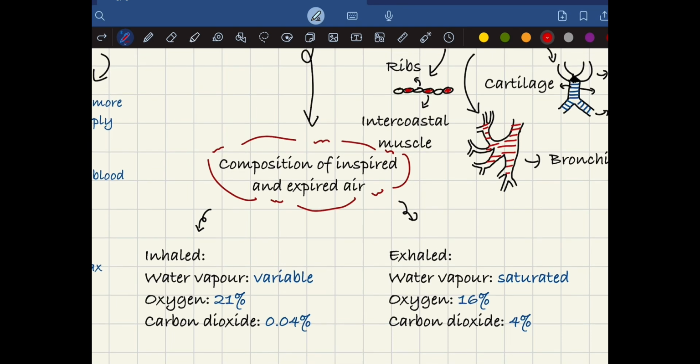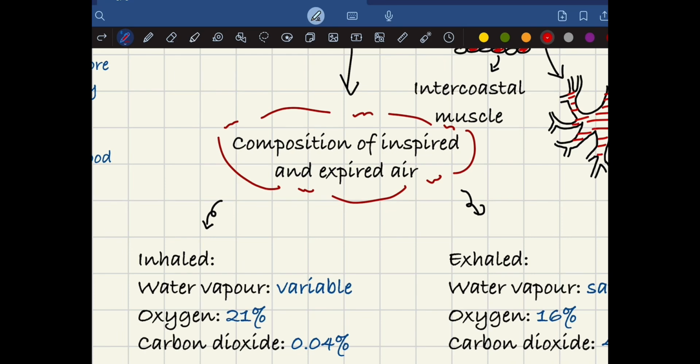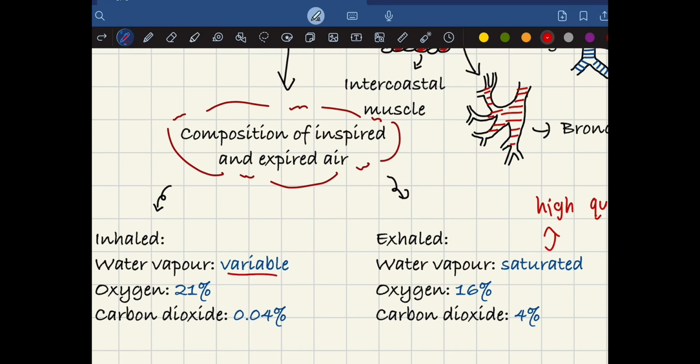Now, what we're going to do first of all is compare inhaled and exhaled air. As you can see, you have water vapor here, which is variable, and then water vapor here, which is saturated. Saturated means you have a lot of it, a high quantity of it. Variable means it kind of depends on the situation.